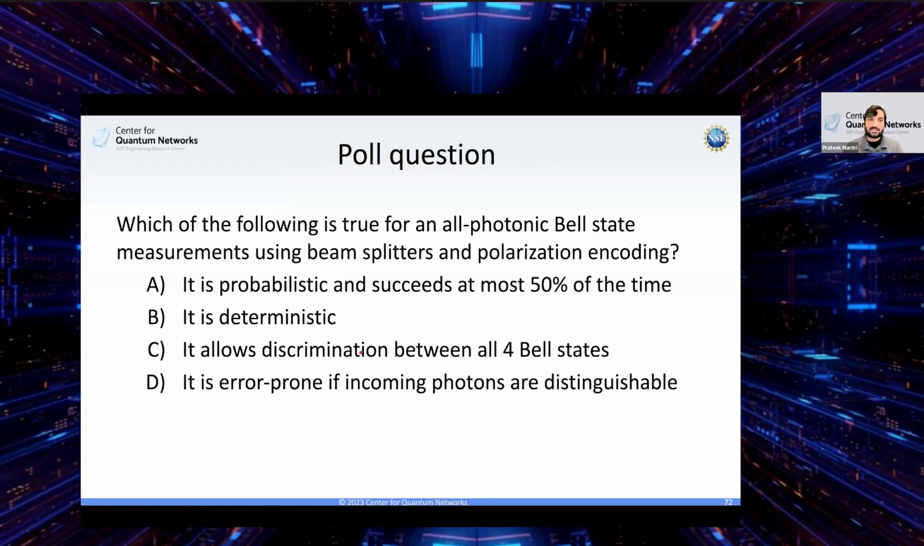All right. Let's have a very quick poll question. Which of the following is true for an all photonic Bell state measurement using beam splitters and polarization encoding? A, it is probabilistic and succeeds at most 50% of the time. B, it is deterministic. C, it allows discrimination between all four Bell states. D, it is error prone if incoming photons are distinguishable.